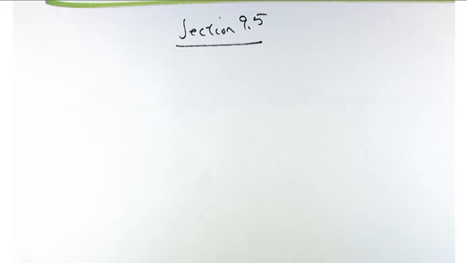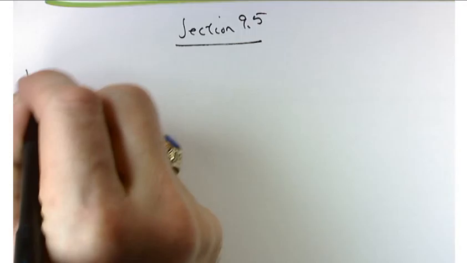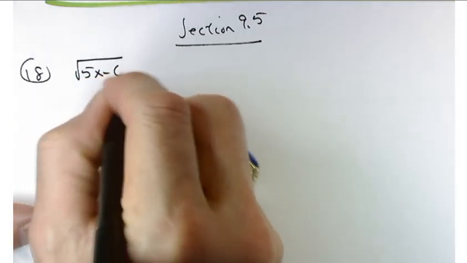9.5 is going to ask you to solve radical equations. By that they mean an equation that involves a radical expression, and you're going to have a variable underneath the radical. An example of something like that would be problem number 18. Square root of 5x minus 6 equals 2.